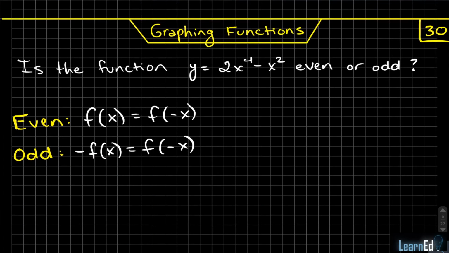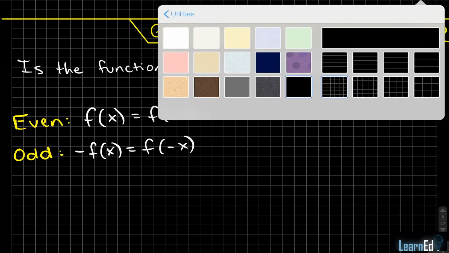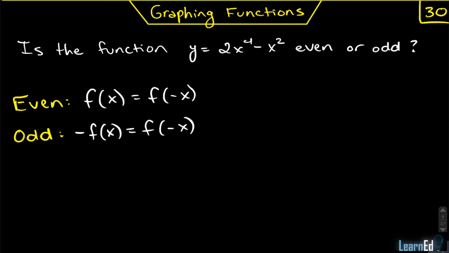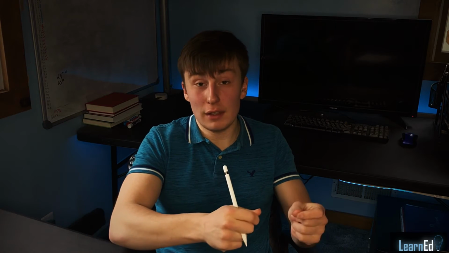So now we want to see that for y equals 2x to the 4th minus x squared. If you're trying to visualize this graph, it's not really going to make much sense to you. It's kind of hard to visualize a polynomial up to degree 4. I'm not even sure what that would look like myself. So we're just going to plug in some values for x here. We know it's either even or odd, there's no real option for neither here.